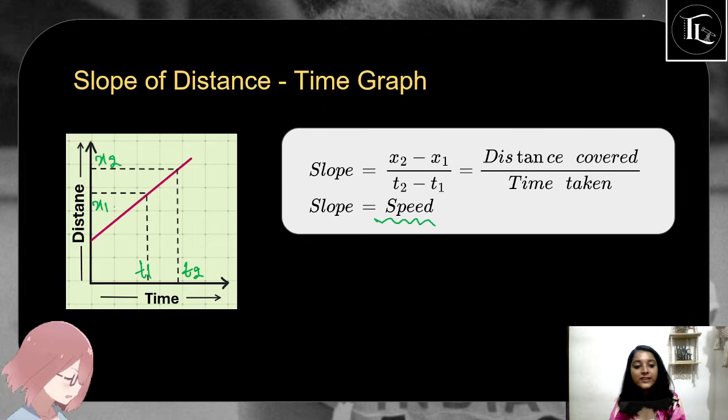How do we calculate it? Because on x-axis it was distance covered and on y-axis it was time. So if we divide it, it is distance by time. And what is distance by time? It is speed.